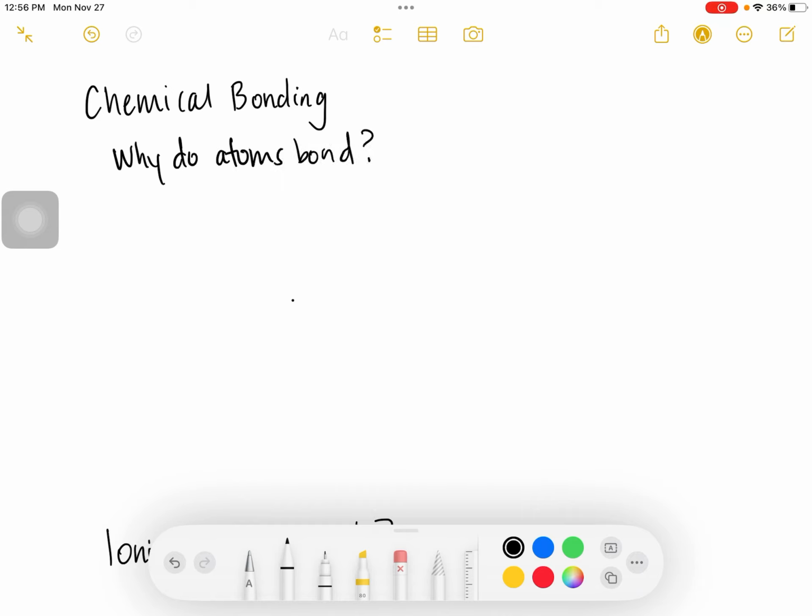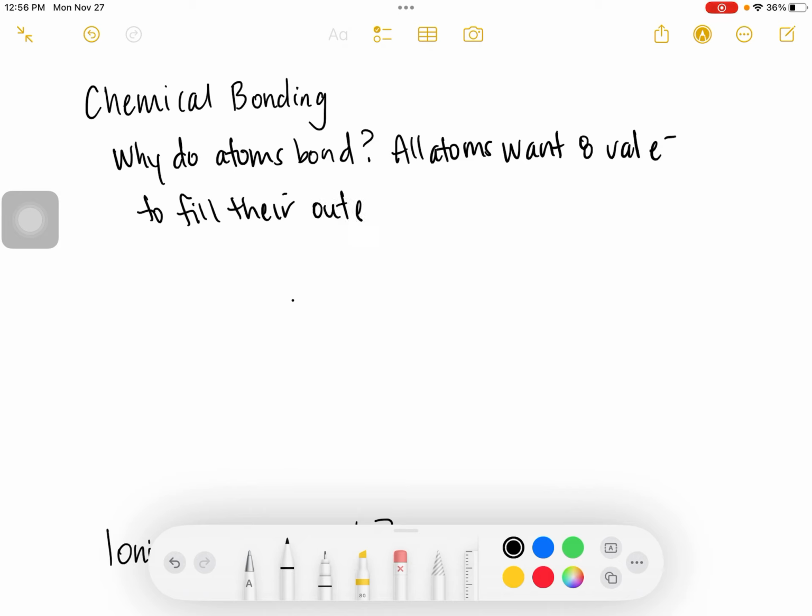So meaning, how come in our world we don't just have a bunch of single atoms of all the elements, but how come they get together in ratios with other elements to form compounds? Okay, and this is actually something that we've already discussed, and it's because all atoms want 8 valence electrons to fill their energy level, their outer energy level, I guess I should say. And thus to become stable. So that's an old piece of information.